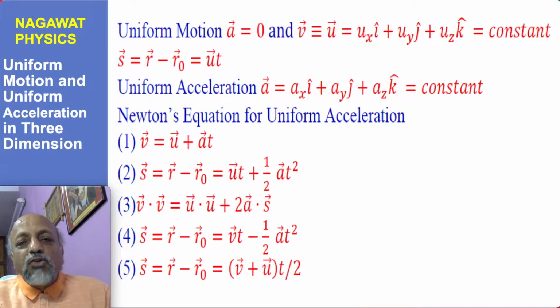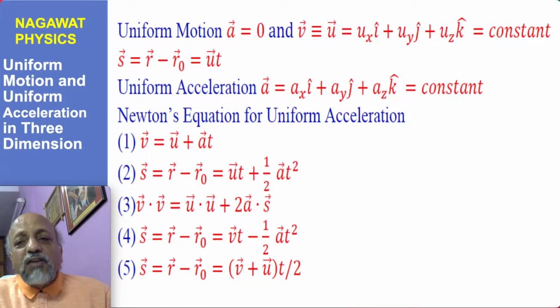In the special case of uniform motion, the acceleration vector will have the value 0, or null vector, and the velocity vector v would be a constant, independent of time. To describe that velocity, I have used the symbol u vector, and the u vector can be expressed in terms of its components ux, uy and uz. So you can write that the velocity is u vector, which equals ux i cap plus uy j cap plus uz k cap, and is constant, meaning each of ux, uy and uz is constant. Therefore, by integrating the velocity vector we can obtain the position vector.